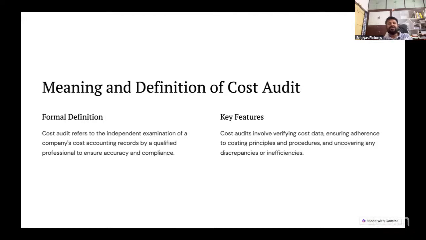Generally, this is done by a cost and management accountant. What are the key features? Cost audit involves verifying the cost data, ensuring adherence to cost principles and procedures, and uncovering any inefficiency. So that is called the key features. And characteristics of cost audit: it is an efficiency audit, a propriety audit. It is different from financial audit. It is a specialized service. So these are the various characteristics.